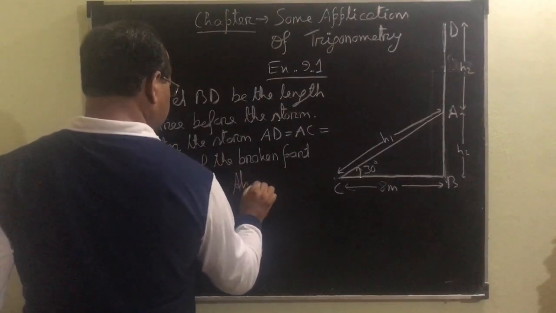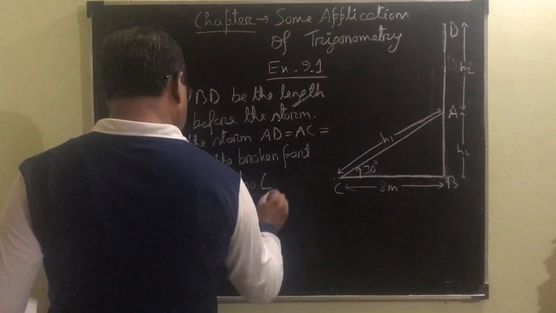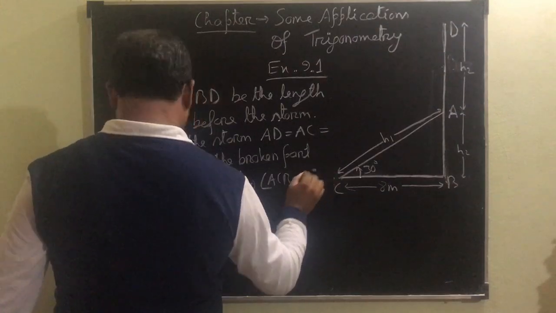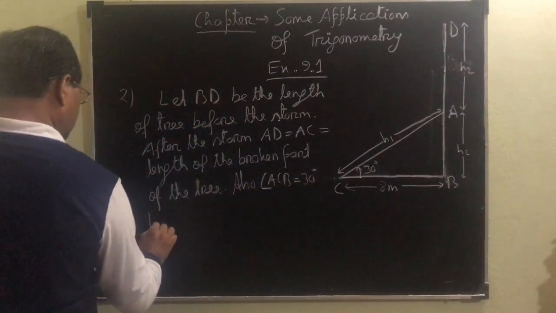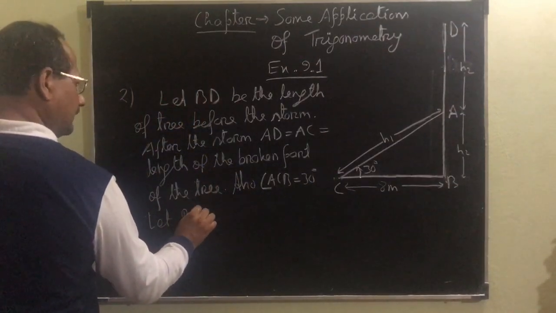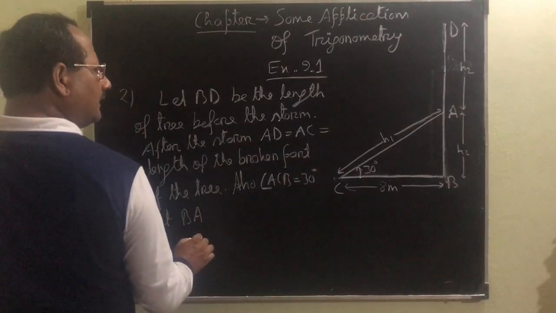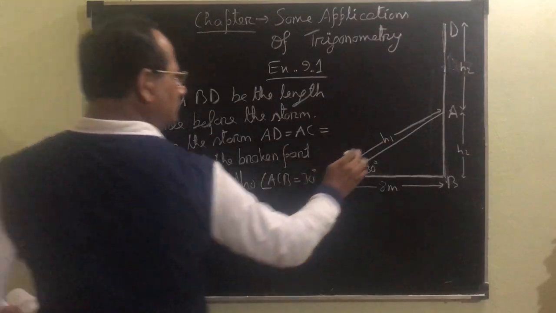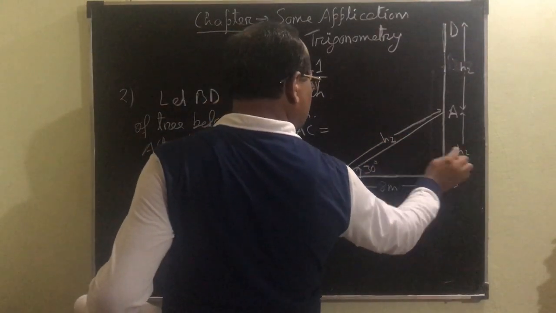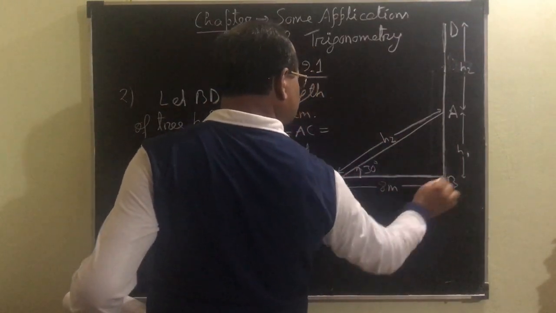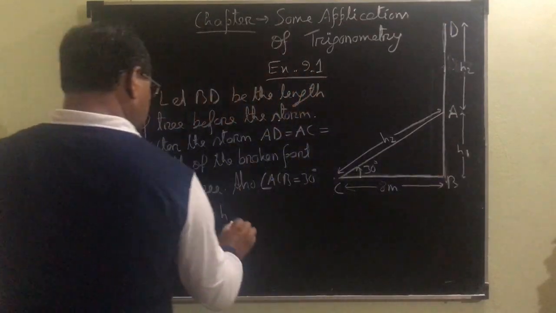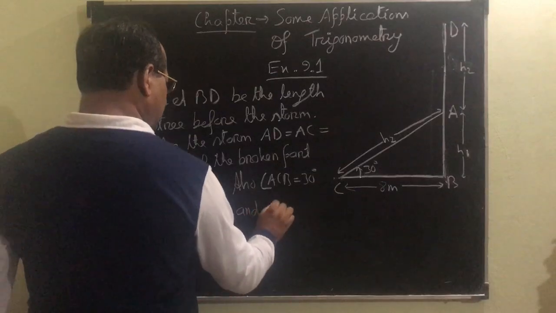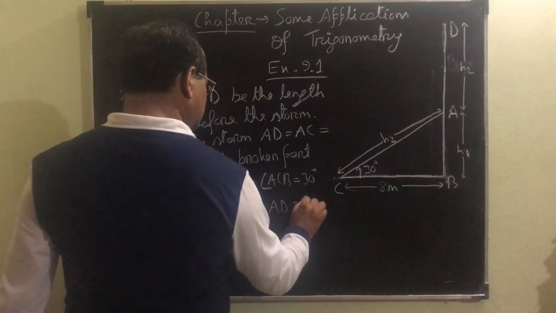Also, angle ACB equal to 30 degree is given. Let BA equal to H. So this is H2, this is H1. And AD equal to H2.